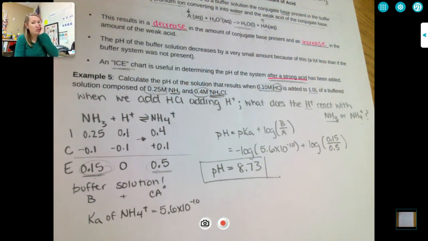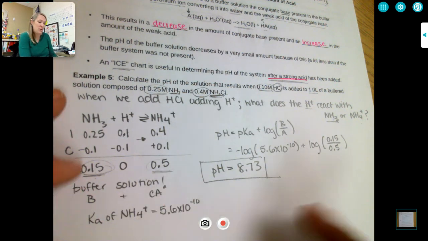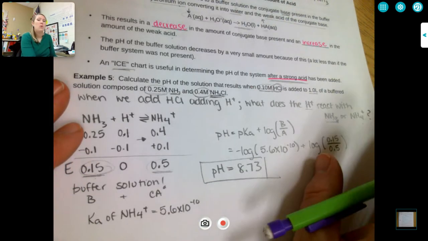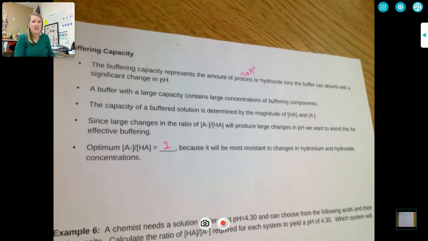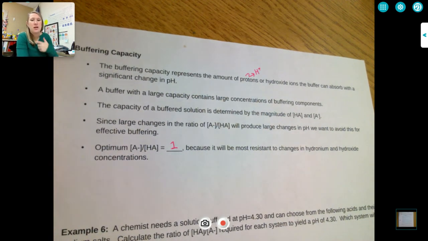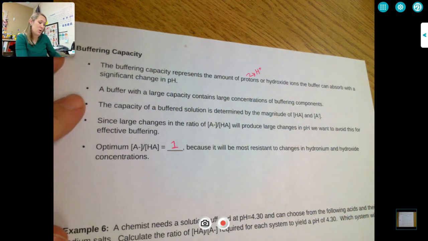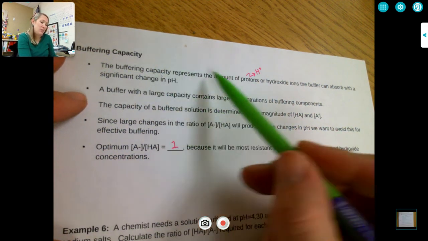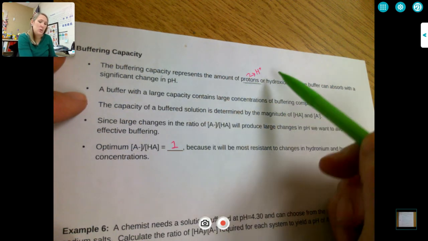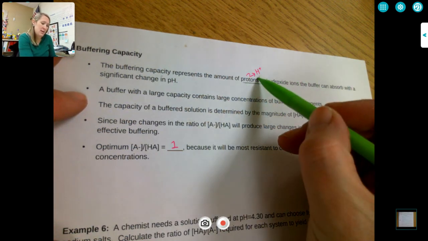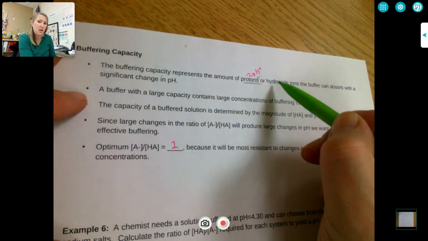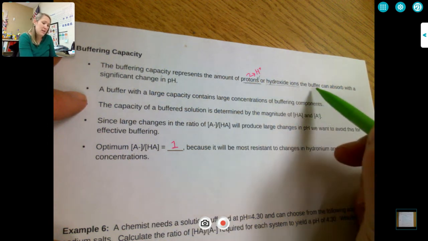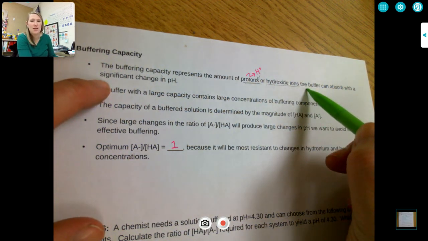So we do have to make an ice chart, but we don't have to solve for X and look at a secondary form of this, because we've got this buffer solution. One last type of question that we can look at is the capacity of a buffer, which talks about how well the buffer system works. The buffer capacity represents the amount of protons, which we know a hydrogen ion is nothing more than a proton, or hydroxide ions the buffer can absorb without a significant change in pH.